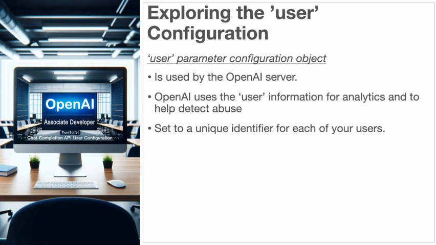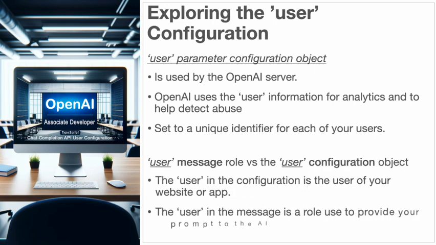This configuration property allows you to pass a unique identifier representing an end user. This user identifier helps OpenAI associate API usage with specific users, which can be useful for tracking and analytics. However, it's important to note that the user configuration property has nothing to do with and is not related to the user role contained in the messages object of the chat completion call.